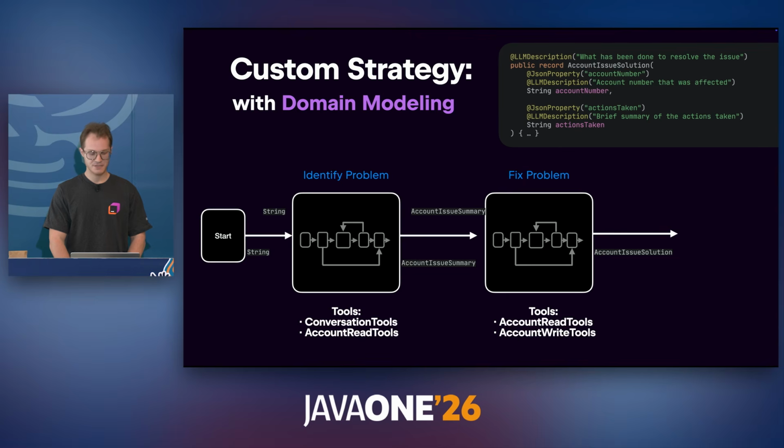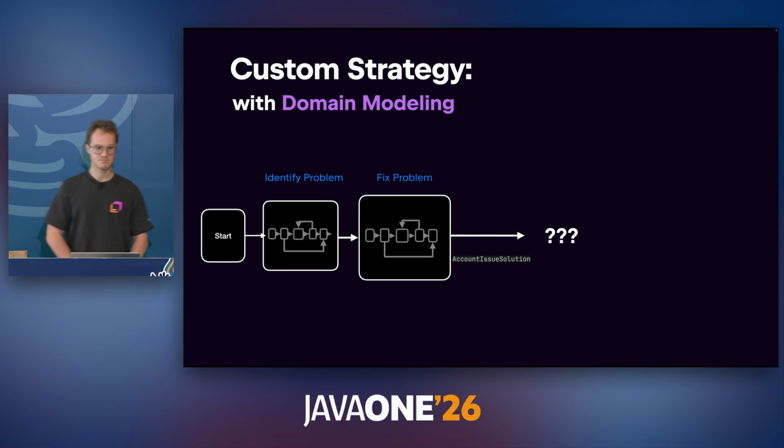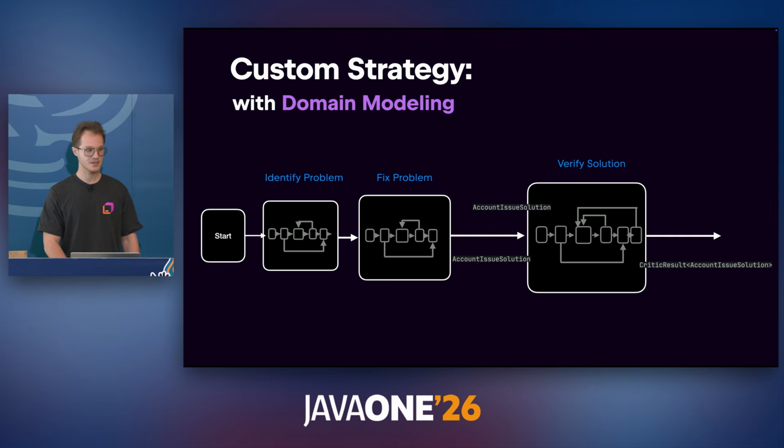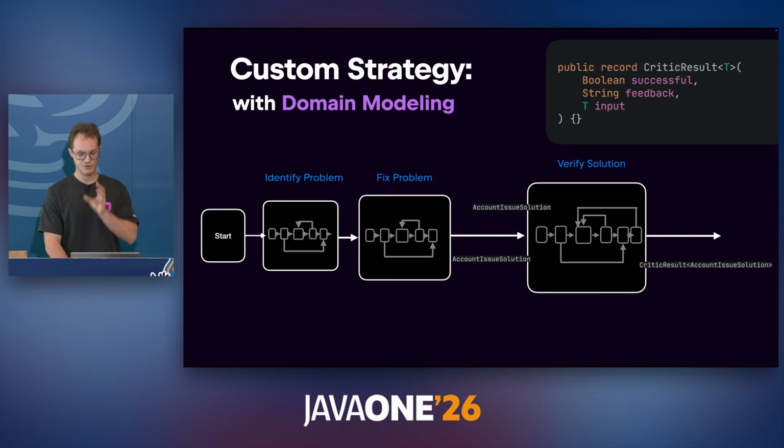So, so far we identified the problem and fixed the problem. Are you happy? I'm not. Because as a developer, I want to verify everything. So let's add a verification step, which will take the account issue solution, and it will provide a critic result, which is a class from the Koog framework, which has the marker whether verification has passed, if it's successful or not. The string feedback, which is optional: if something went wrong, that will be the description of what has to be improved in the solution, and the original input to pass through.